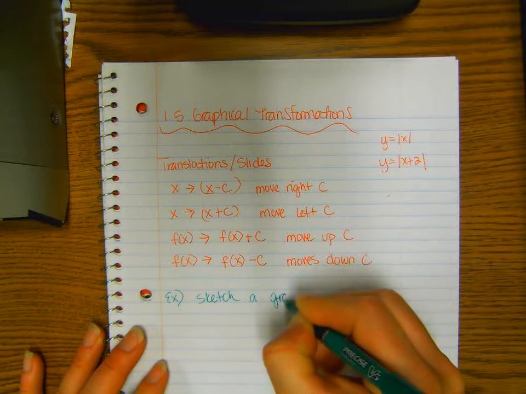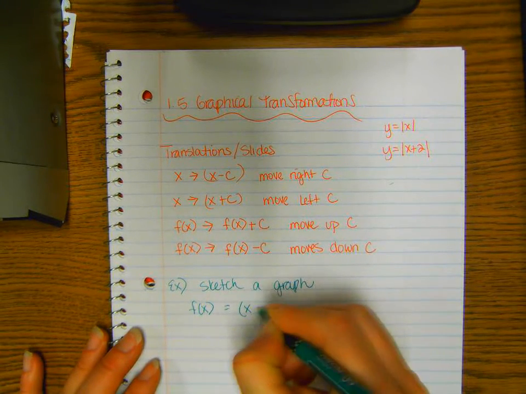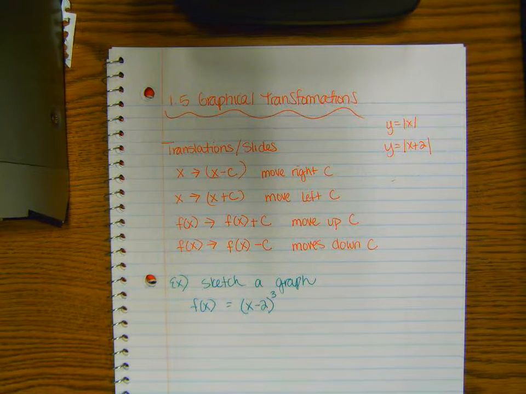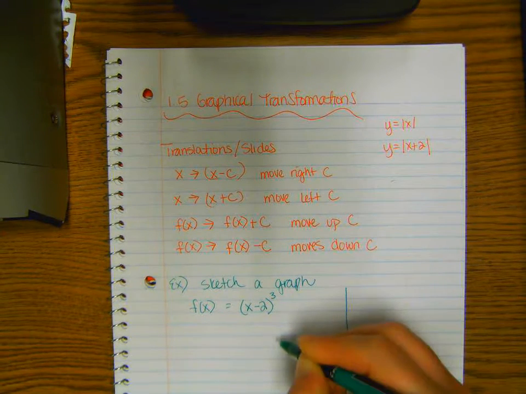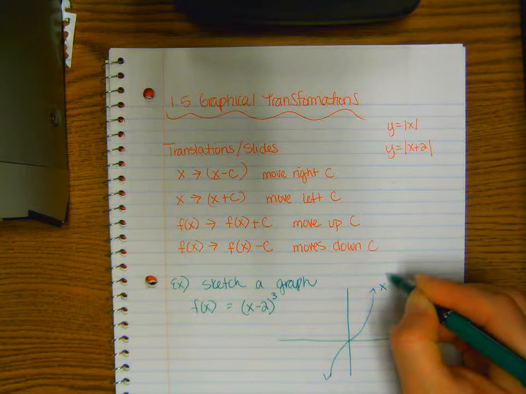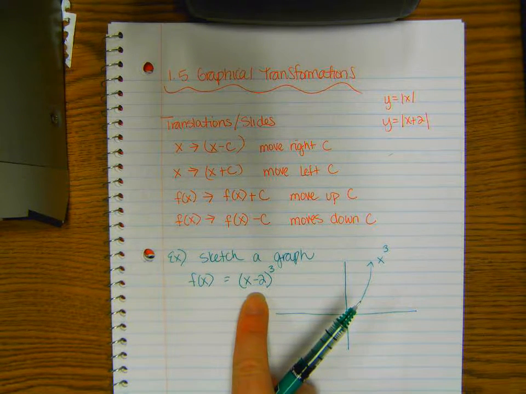Sketch a graph of f of x equals (x minus 2) cubed. Okay, so what function is that related to? Cubing function, right? X cubed, which looks like what? Can you sketch a picture in the air? Like this? This is the x cubed graph. What does this do? Careful, x is a liar. Moves it right 2.